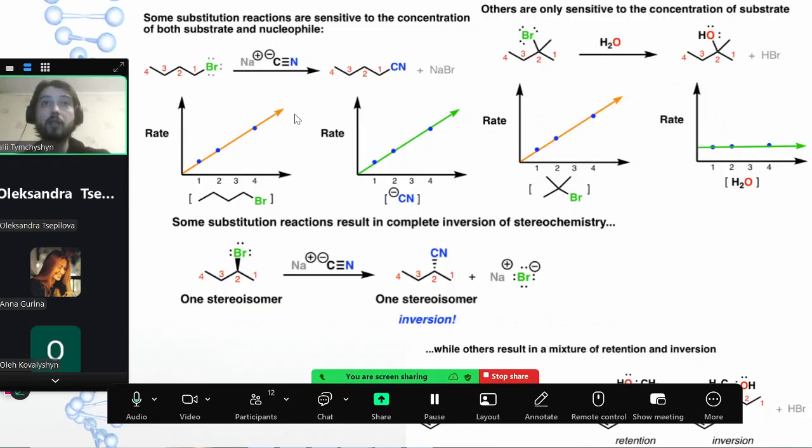So you add more substrate, you get a higher rate of forming of the products. You add more nucleophile and your rate grows once again. So for example, these, say, grow linearly. But there are some other reactions that only depend on the concentration of the substrate. So you have substrate, you add more substrate, you get higher rate, but you add more nucleophile and the reaction rate does not change.